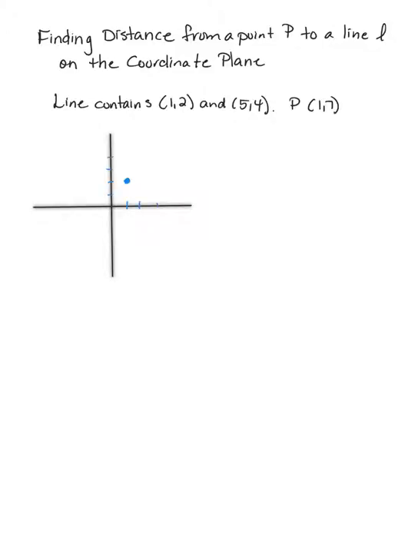1, 2, 3, 4, 5. 4 is going to be up here. And it only takes 2 points for me to determine a line. So I'm going to connect those. There's the line. And the point, I'll use red, 1, 7. 1, 2, 3, 4, 5, 6, 7. So my point is up here.